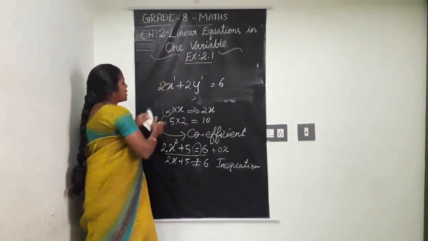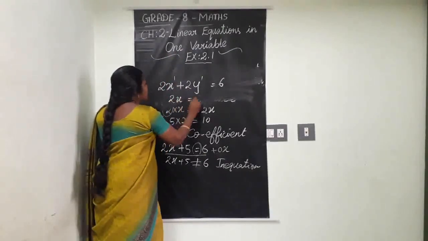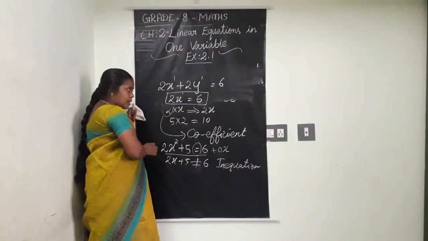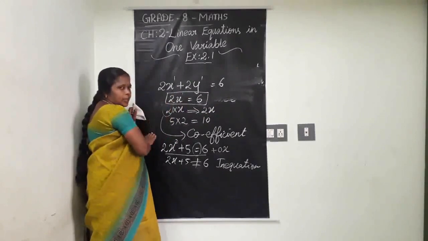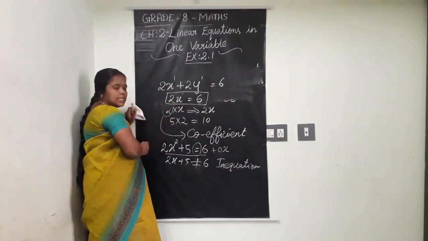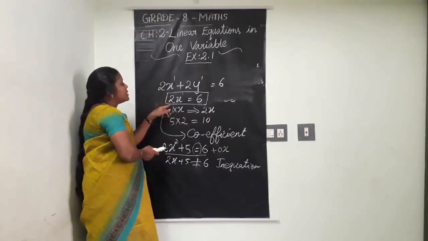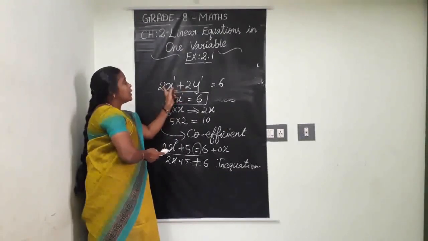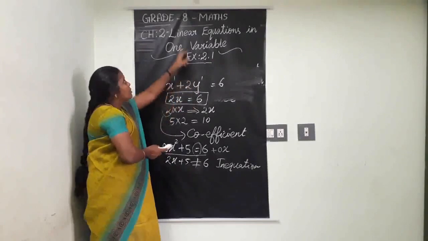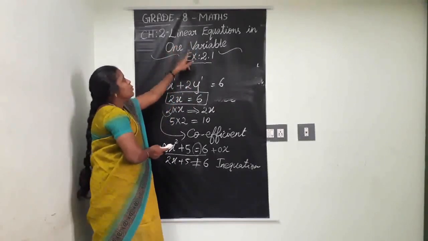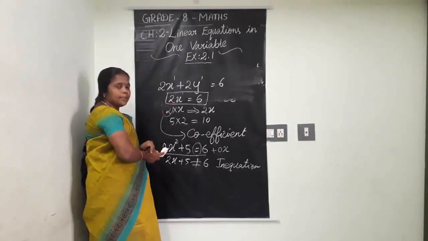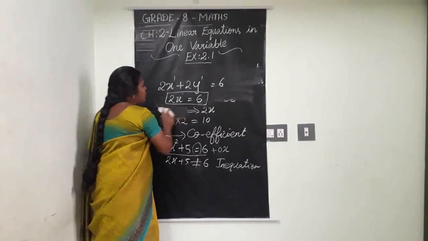Now 2x equal to 6. You can tell this is a linear equation, as the power is 1. And only x is present in this equation, so it is a linear equation in one variable. The earlier one is a linear equation in two variables. Clear, children? Our topic is linear equations in one variable. About this only we are going to see in this class.